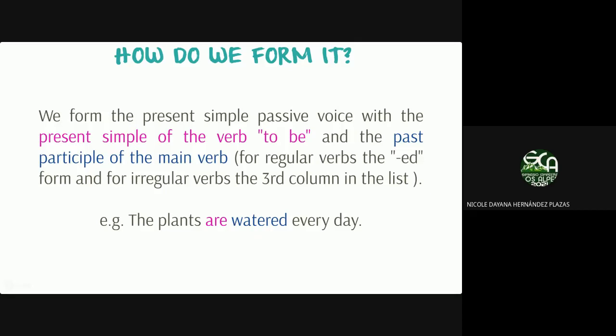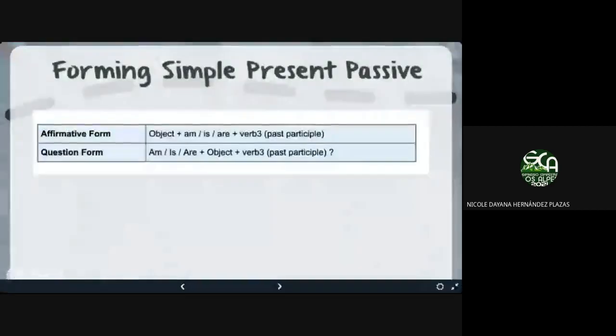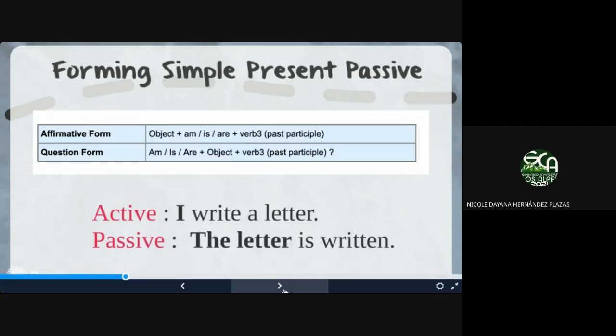Okay? So look at this slide for a second. Let's take a look just at this first part. Affirmative form is going to be the object you have. Then you have verb to be in present. That means am, is, or are. And then you have the past participle. Verb 3 means the third column, okay? So then you have the past participle form of the verb. And you have an example.